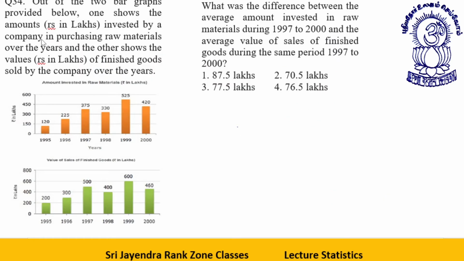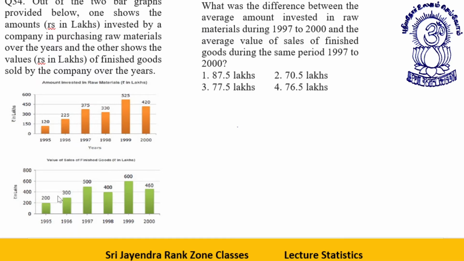Out of the two bar graphs provided below, one shows the amount in lakhs invested by a company in purchasing raw material over the years, and the other shows the value of finished goods sold by the company over the years. Fine. This is amount invested in raw material in lakhs. This is value of finished goods in lakhs. Like in 1995, 120 rupees were spent for procuring the raw material. Okay, then the sales were 200 crore. Okay, like in 1996, 225 lakh rupees were invested in procuring the raw material, and the produce from this were sold for rupees 300.